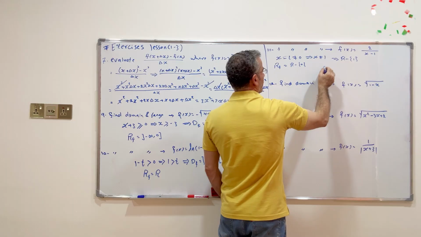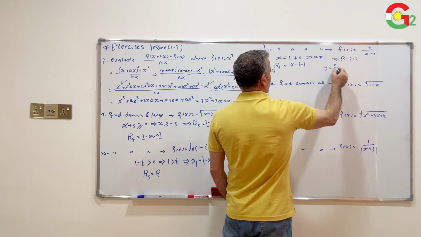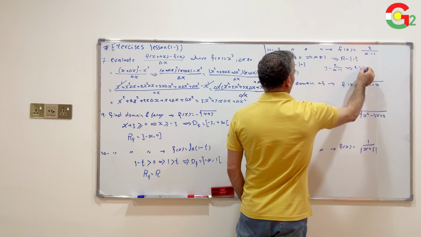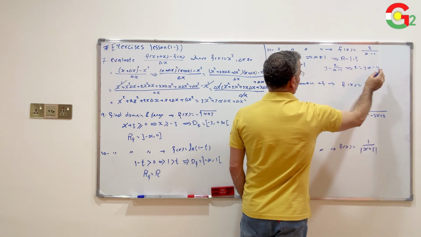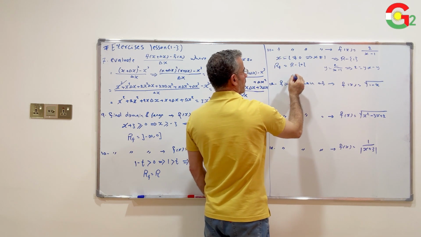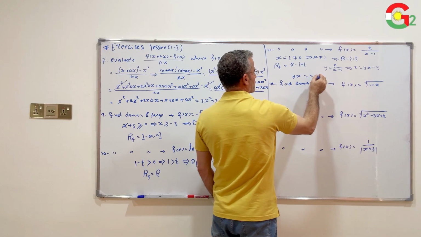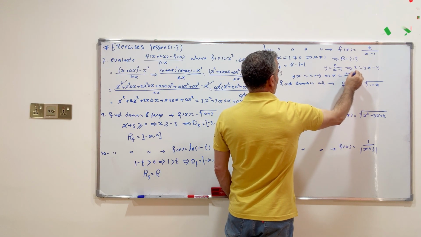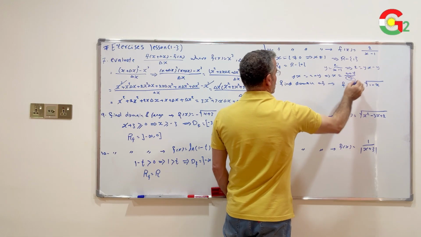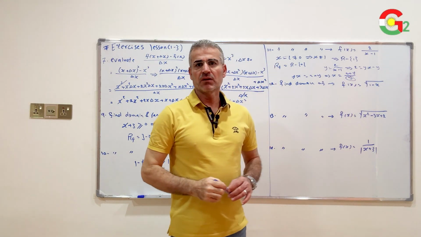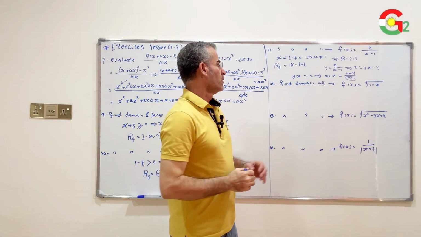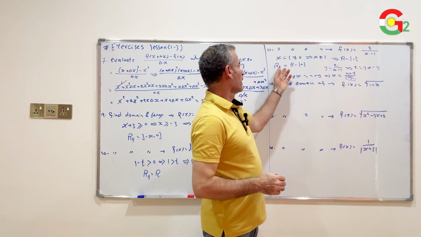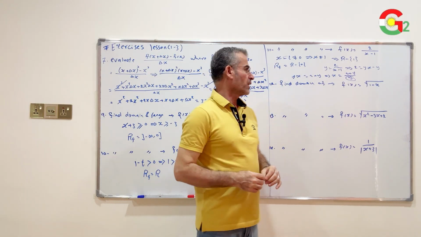I set y equal to 2 over x minus 1 and solve for x. Then 2 equals yx minus y, then yx equals 2 plus y, then x equals 2 plus y over y. Since y is in the denominator, it should not be 0, because if y is 0, then x is undefined. Therefore the range is all real numbers except 0.